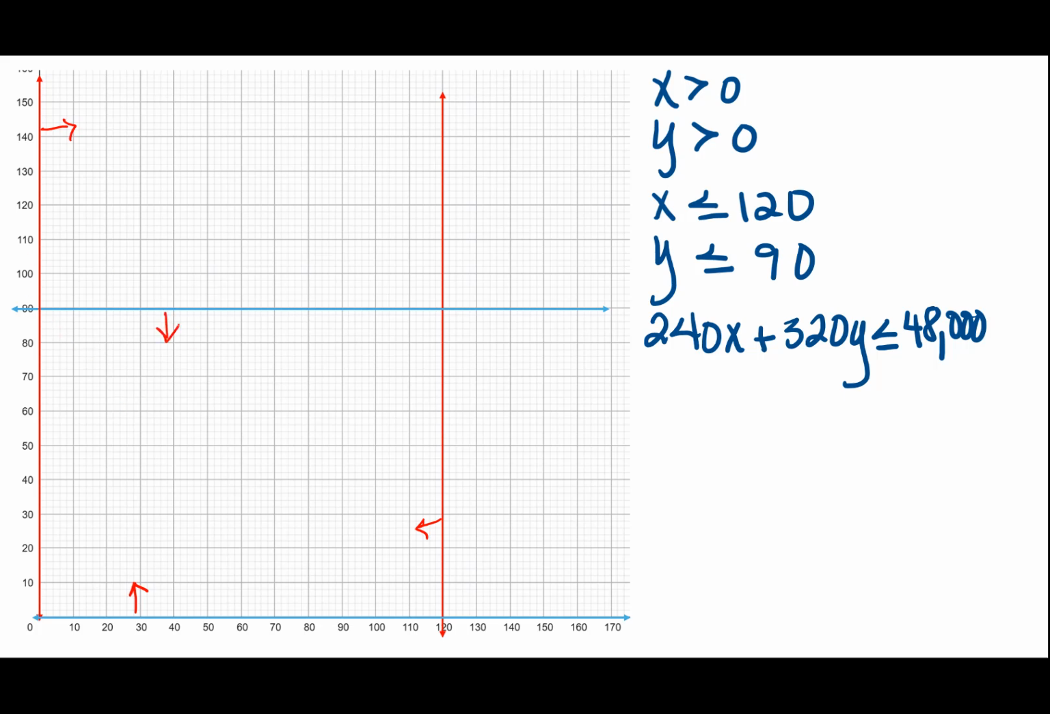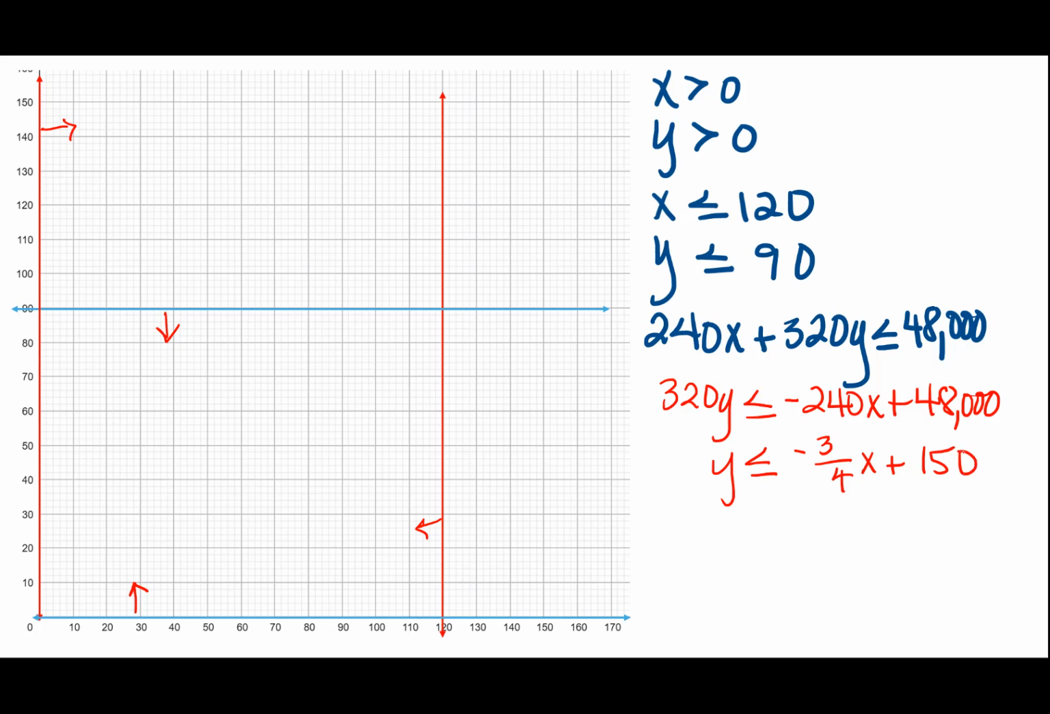And then you've got 240x plus 320y is less than or equal to 48,000, and you're going to need to get that in y equals mx plus b form. So we're going to subtract 240x on both sides. So we'll have 320y is less than or equal to negative 240x plus 48,000. And then divide by 320 on both sides. So you're going to have y is less than or equal to negative 3/4 x plus 150. And so we're going to graph that by graphing the y-intercept, which is 150, and then going down 3 and over 4, and it's going to look like that.